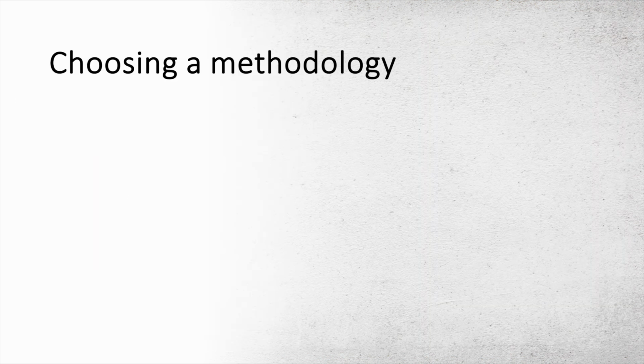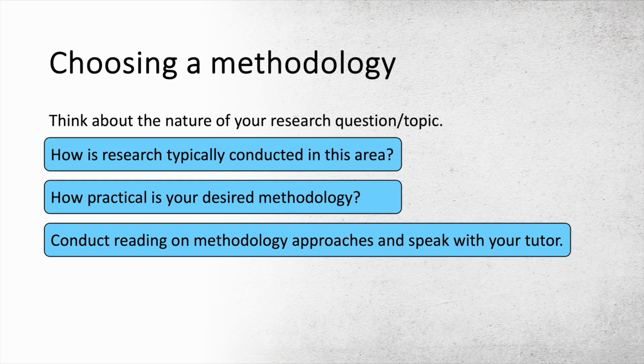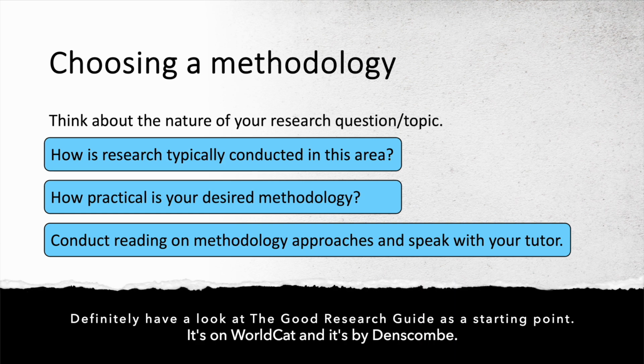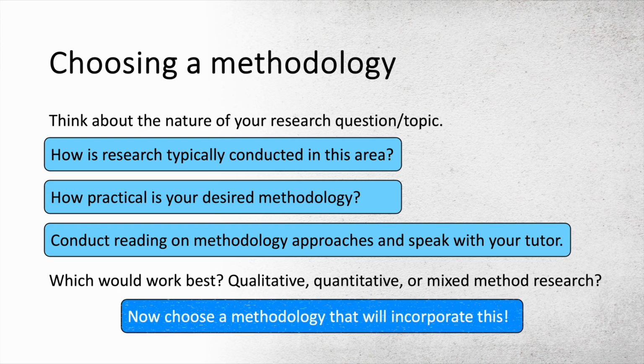Choosing a methodology. Think about the nature of your research question or topic. How is research typically conducted in this area? This will help you to gauge where you are going to go with your study. How practical is it to undertake the methodology that you want to? Then you need to conduct reading on methodology approaches and speak with your tutor. Which would work best, qual, quant or mixed methods? Now choose a methodology that will incorporate these things.